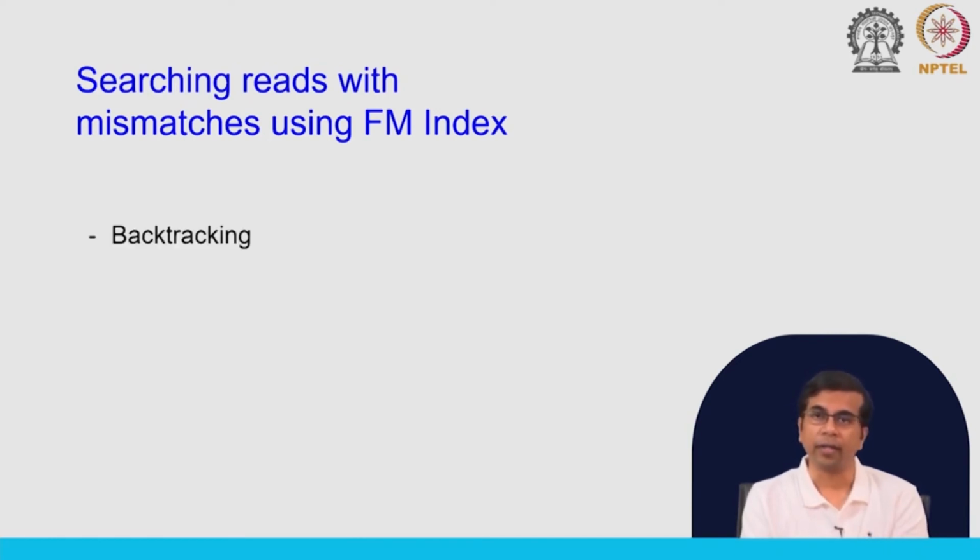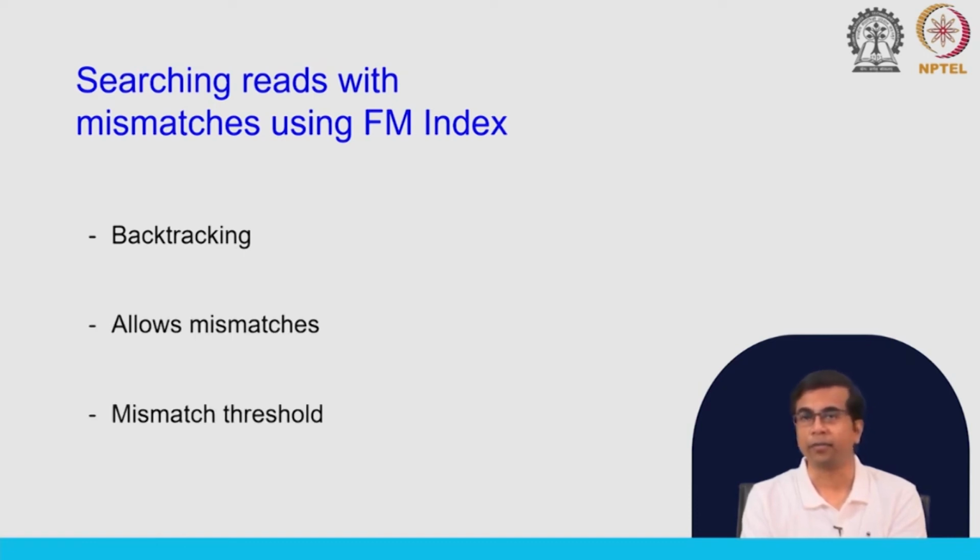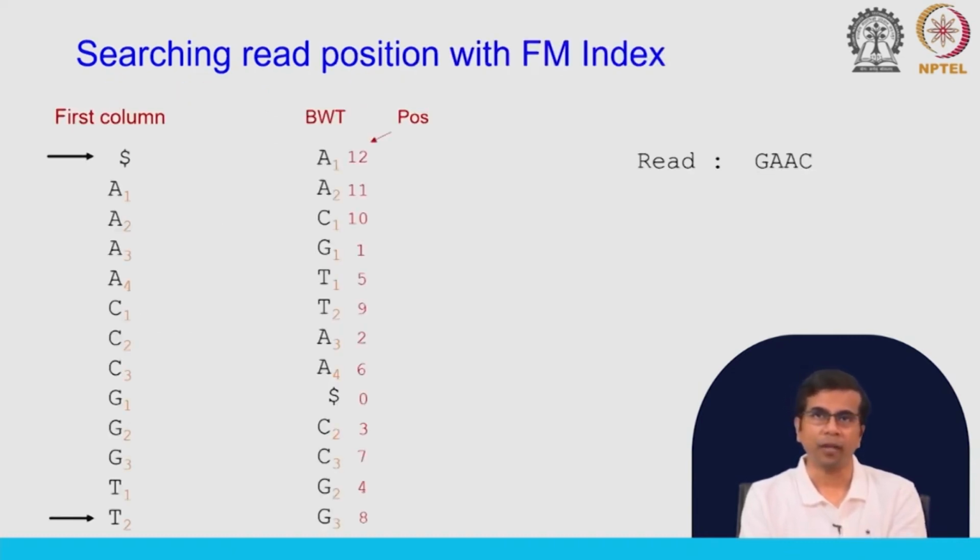And it turns out that you can actually, and this method is called backtracking. Okay. And it allows for mismatches, and you can also set a mismatch threshold, how many mismatches you would allow in your mapping process. Okay. All right. So, let us look at this example now, a slightly bigger read GAAC, using the same first column and same BWT.